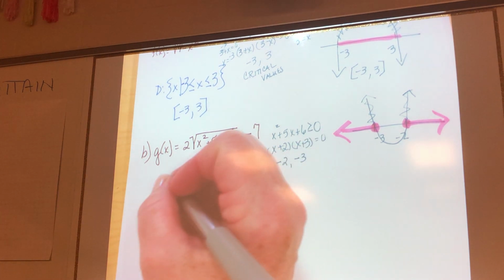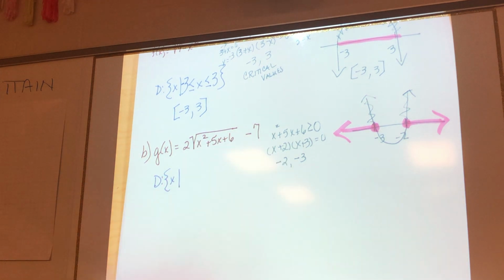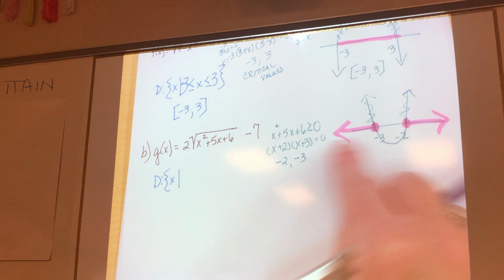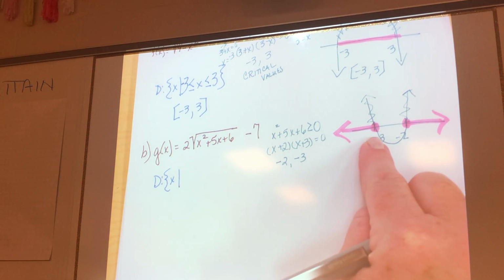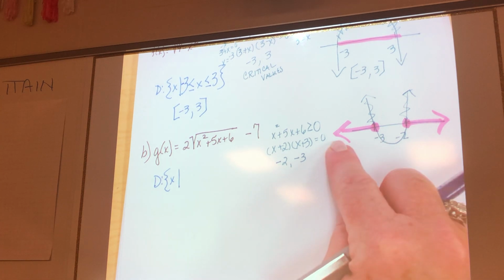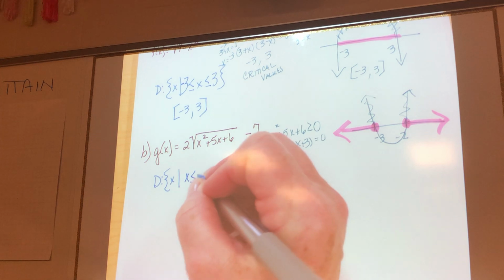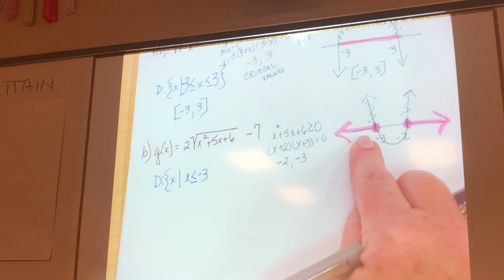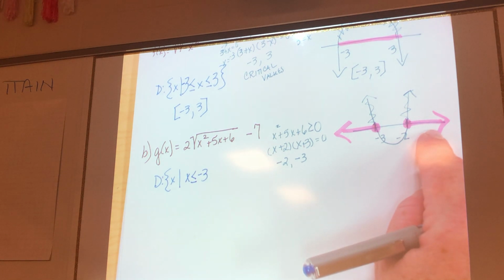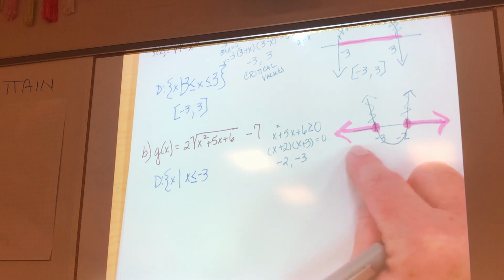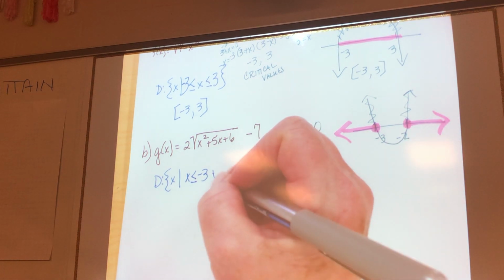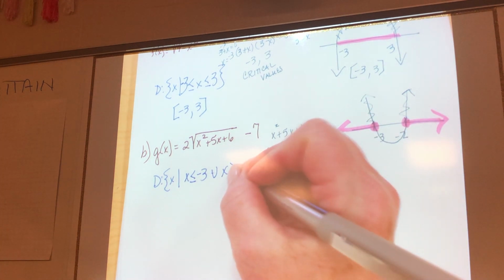So, my domain is any x such that... Listen to me, this is an or statement. For a set, you can use the word or, or you may use the union symbol. For interval notation, you have to use the U, so just use the U all the time. So what does this inequality say? X is less than or equal to -3. Don't put this one first, I'm going to mark it wrong. You read from left to right. So then union, or x is greater than or equal to -2.